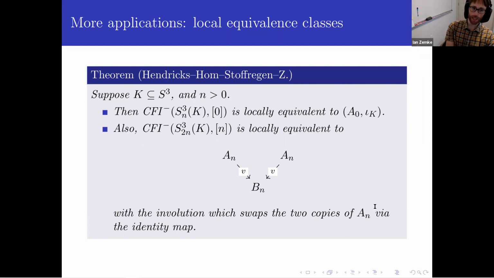And the involution on A sub n just switches the 2 copies of A sub n by the identity map. And it is the identity on B sub n. It doesn't do anything to B sub n, it's just the identity. And so notice there's no iota k in there. It's just this silly thing that switches the 2. So there's not a lot of information in this one, but we do have a concrete formula for the local class.